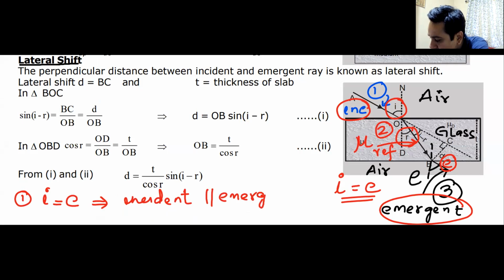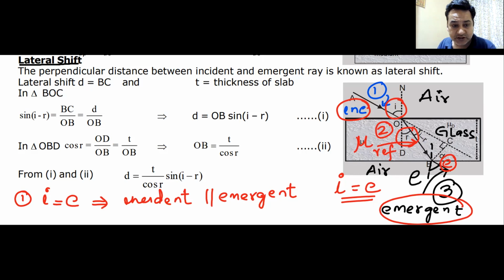Have we drawn this? Angle of incidence is equal to angle of emergence. The incident ray is parallel to the emergent ray. Do we understand this? Please note it down in your sheet. The angle of incidence is same as the angle of emergence. That is what you got to remember. That is the first thing.